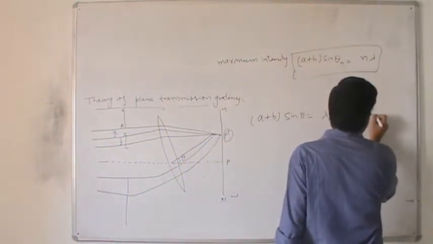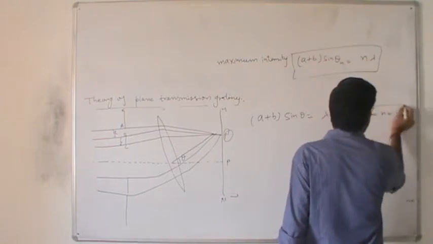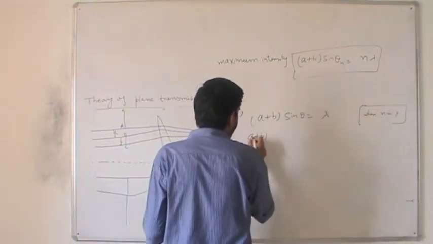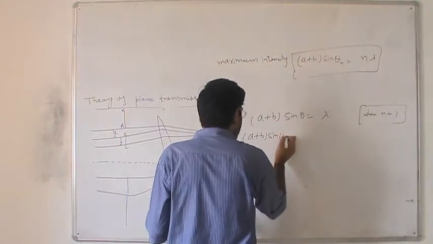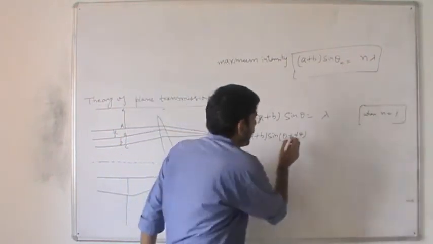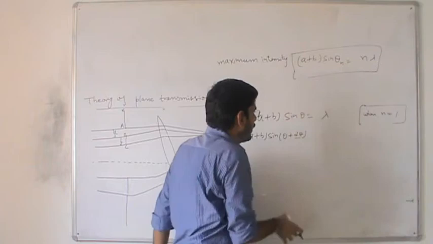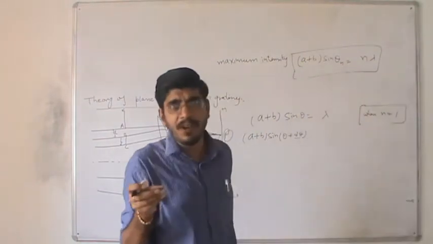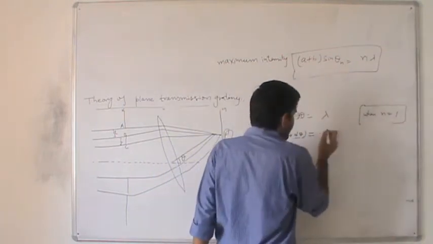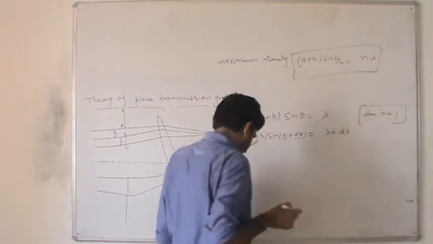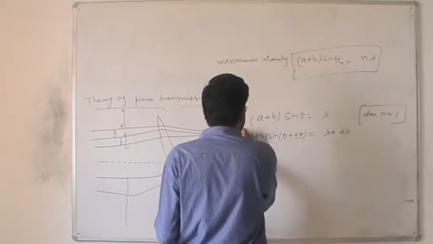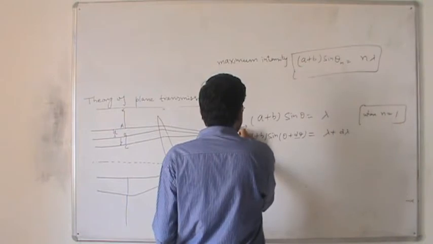When n is equal to 1. And the second is (A plus B) sin(theta plus d theta). We just introduce a small angle d theta in the same expression, and due to this increment of the small angle d theta, the change in the wavelength will be d lambda, so the equation will be lambda plus d lambda. So these are the two equations for the two nearby grating spectra.